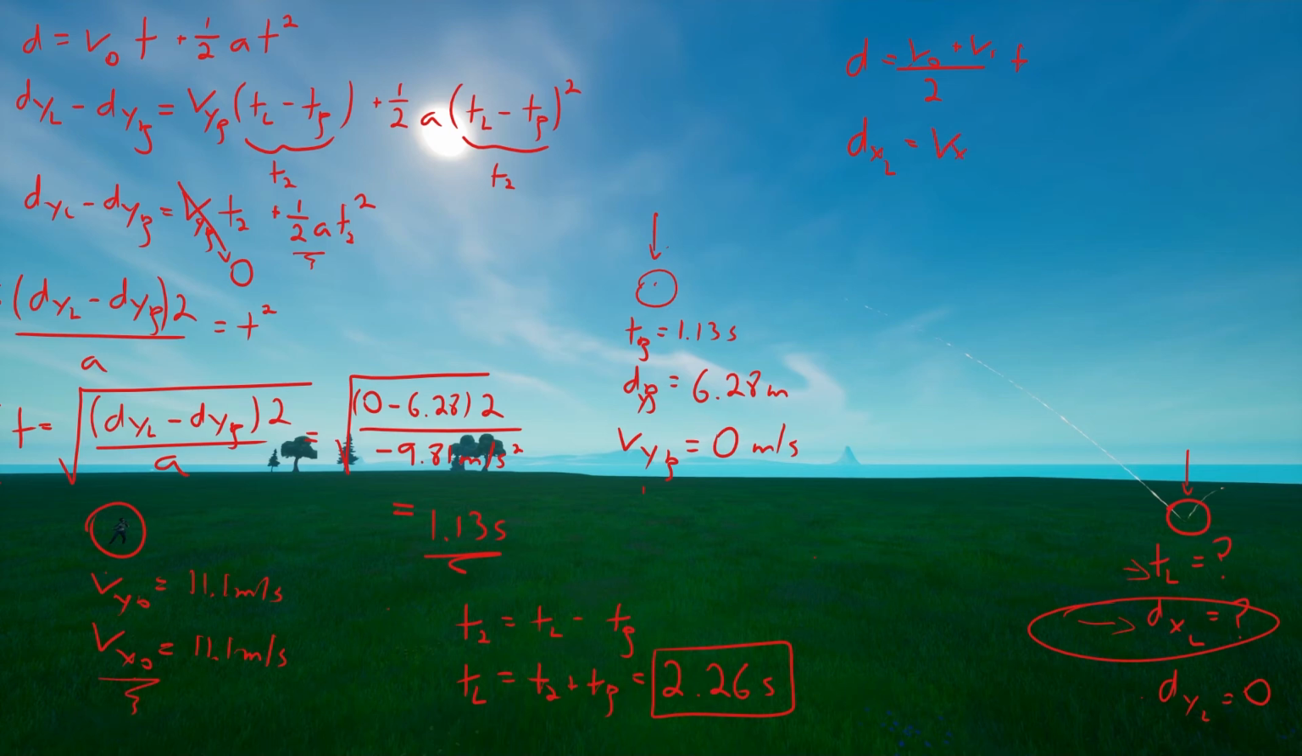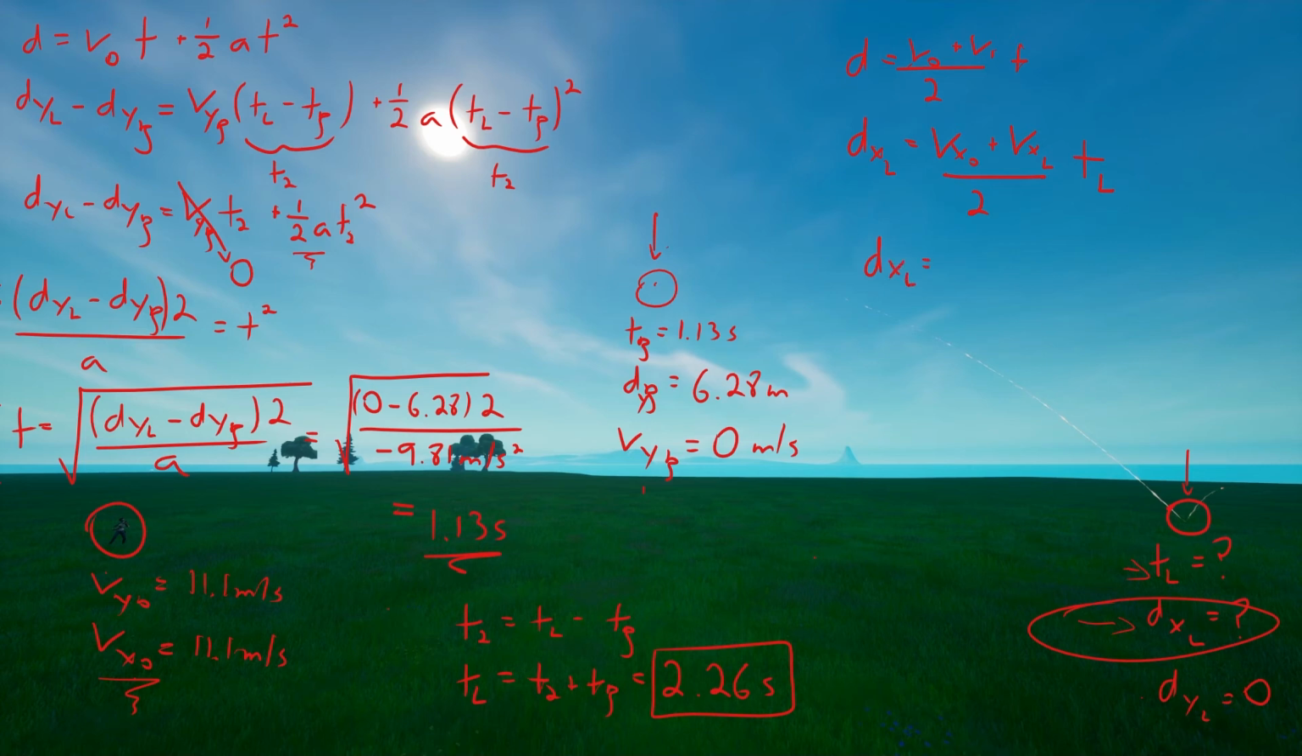So that's distance dxl, which is the total horizontal distance traveled, equals vx0, which is the initial horizontal velocity of the grenade, plus vxl, which is the ending horizontal velocity, divided by 2 times time. Or time TL, the time it took to land, which we just calculated is 2.26 seconds.